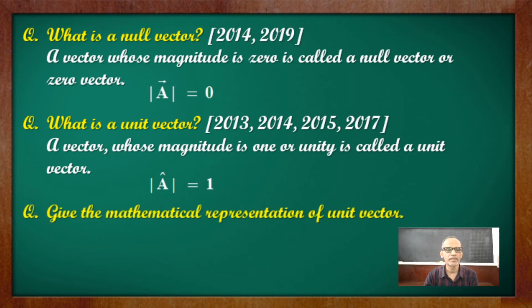Give the mathematical representation of a unit vector. So how mathematically can we measure a unit vector? A unit vector is defined as the ratio of the given vector to its magnitude. If you take any vector and divide it by its magnitude, you will always get a unit vector. This is how mathematically one can find the unit vector, and this is the notation which is used for unit vectors.